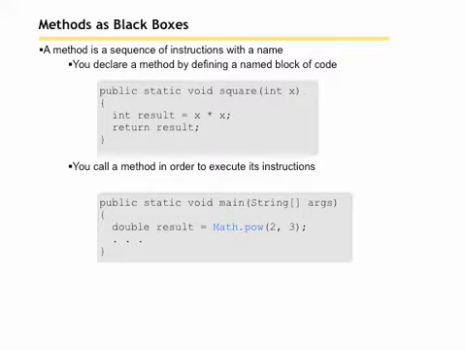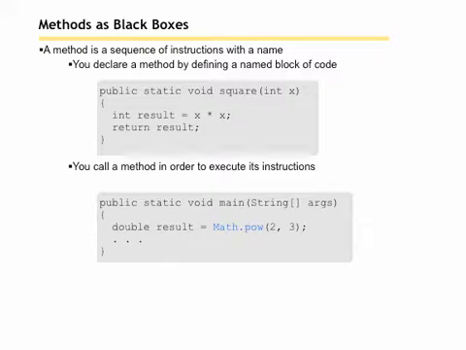A method is very similar, and we've already been using methods in this class. And we're going to learn how to write them in this chapter. We declare a method by defining a named block of code. For our purposes right now, we're always going to start with public static. The third thing you see there, void, is the return type. What is the data type that is being returned from this method?